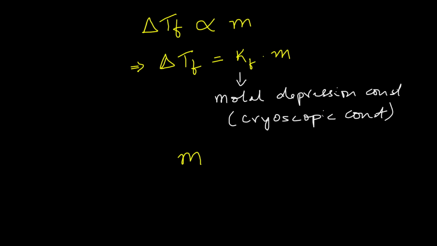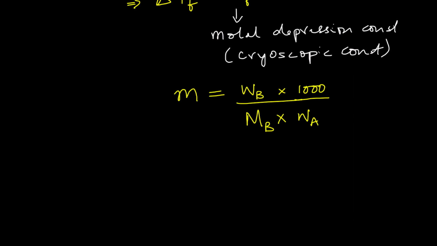Now we already know that the molality of a solution is the number of moles of the solute per kg of the solvent. Now number of moles, as we know, is given by the mass of the solute divided by the molar mass of the solute. So molality can be written as the weight of the solute divided by the molar mass of the solute, which is divided by the weight of the solvent in kgs. And if we want to convert this into grams, we have to divide it by 1000. So this is the relation for molality of a solution.